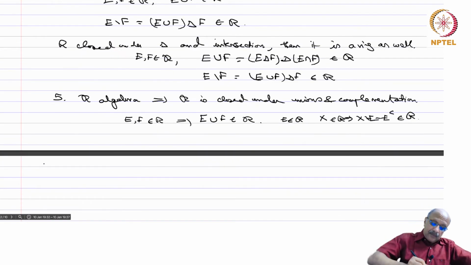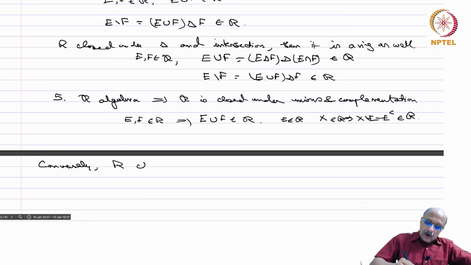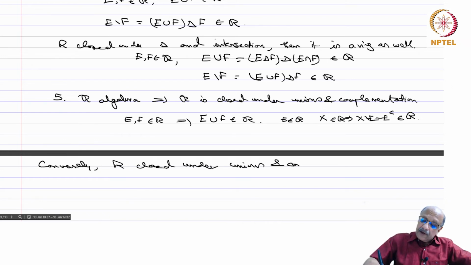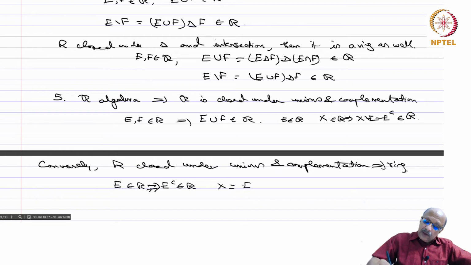Conversely, R closed under unions and complementation implies it's an algebra, because if you have E is in R, then E complement is in R, and X equals E union E complement, so this belongs to R. So R is already there, it's closed under unions.